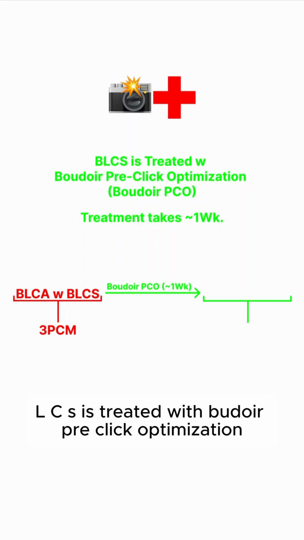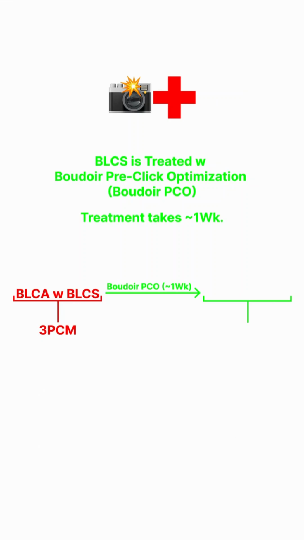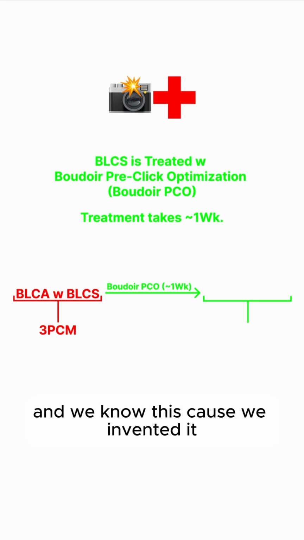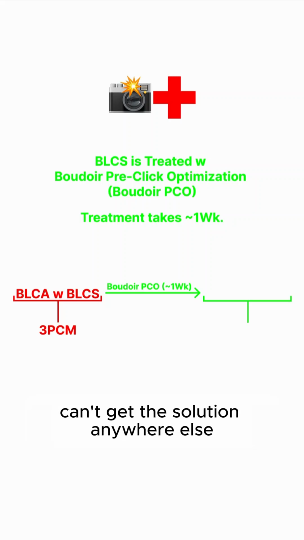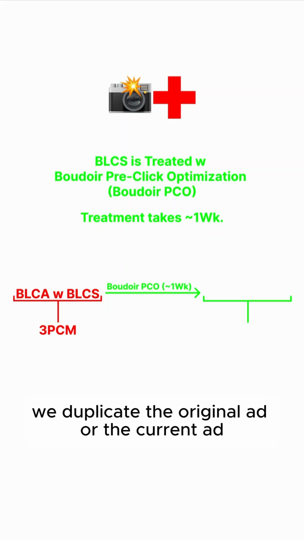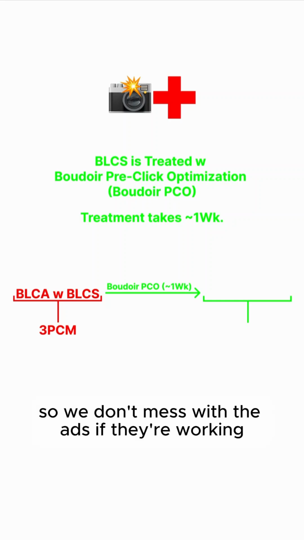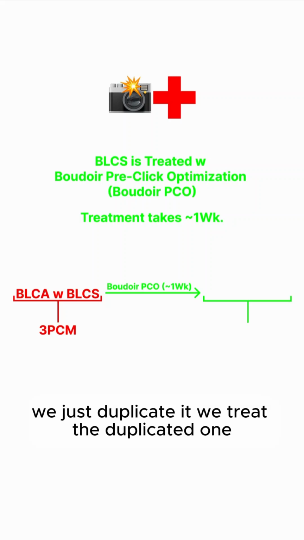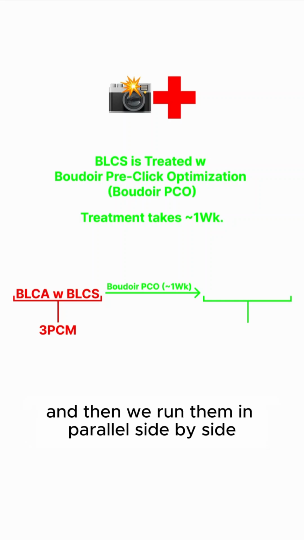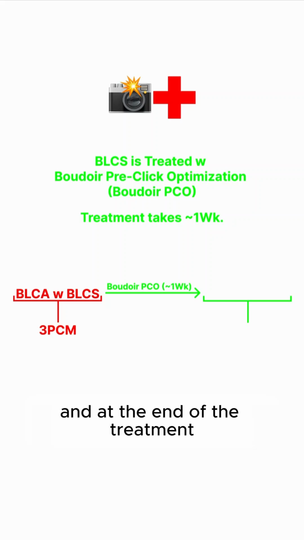And BLCS is treated with Boudoir pre-click optimization, aka Boudoir Pico, and treatment takes about a week. We know this because we invented it. Can't get this solution anywhere else. The way it works is we duplicate the original ad, the current ad, and leave that one alone. We treat the duplicated ad, so we don't mess with ads that are working. We run them in parallel side by side, the Boudoir Pico treated one and the original. At the end of the treatment, we keep whichever one has the higher metrics.